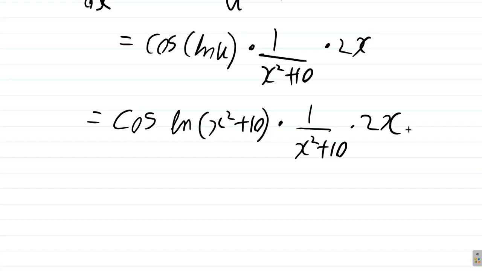Alright? And of course, we could just write the 2x over. So just put the 2x up here. So it's cos of ln of x squared plus 10 times 2x over x squared plus 10.